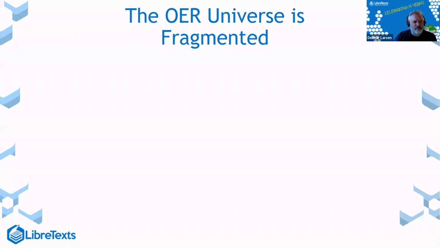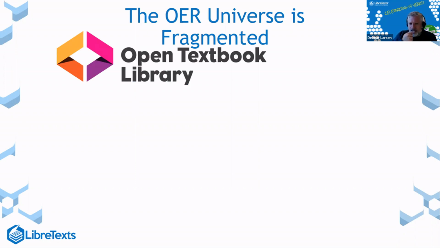So let's talk about fragmentation. The OER universe is fragmented. It's fragmented for a variety of reasons. When I say fragmented, I mean that you can find content in a variety of different sources. For example, the Open Textbook Library is predominantly a referatory, so it gives you links of where things are, so it's more of a library guide than a true library.